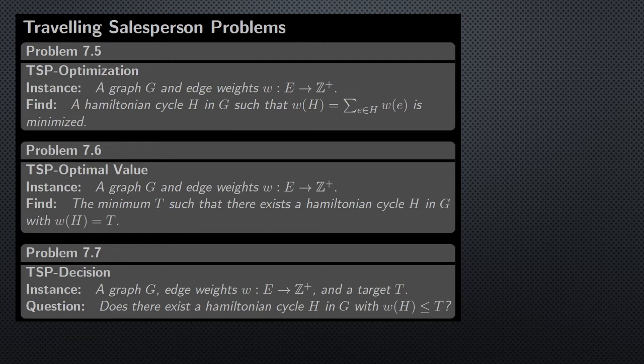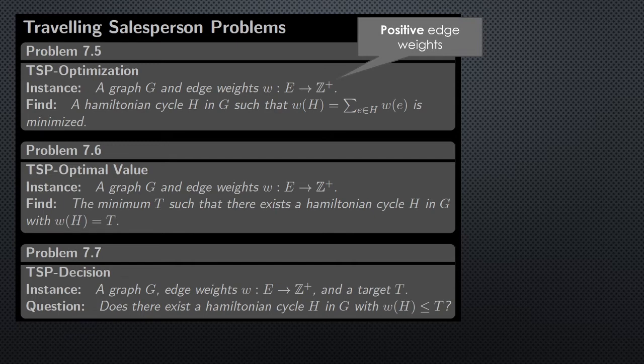And so let me run down these definitions for you. Here's TSP optimization, the first problem. What we take in as input is a graph, a directed graph. Actually, I don't think it matters whether it's directed. It's just a graph and edge weights. And the weights are positive integers.